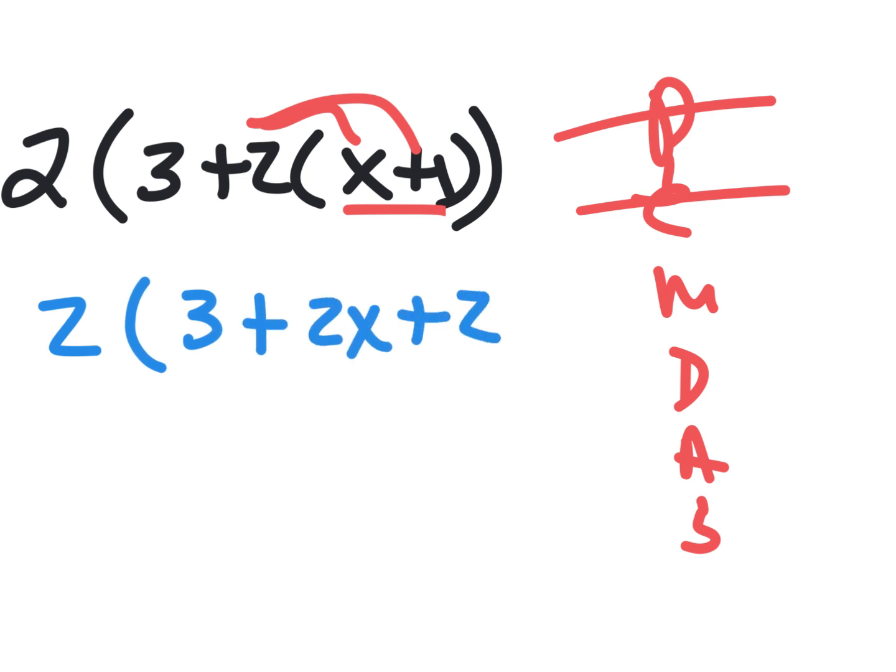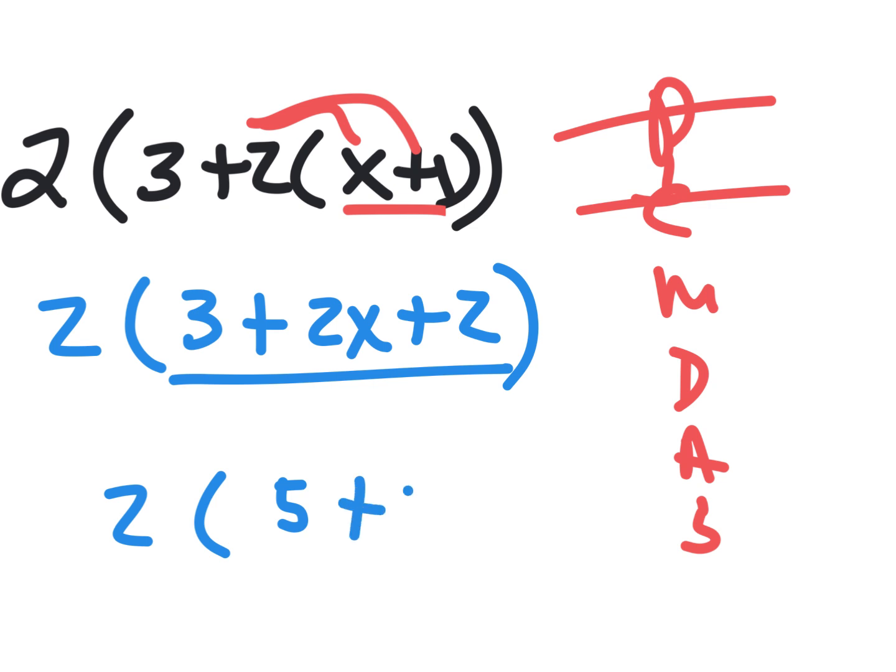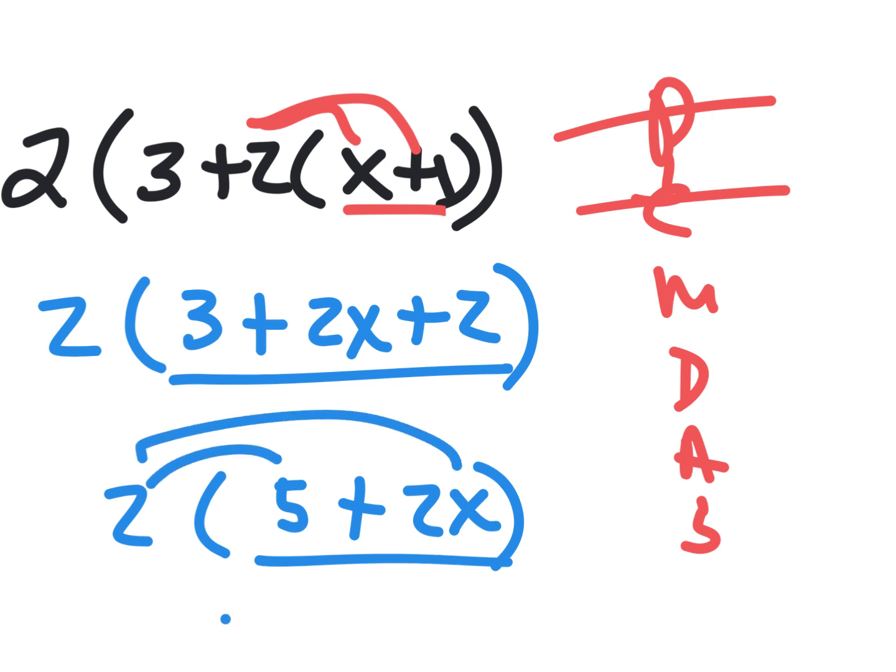But there, I just multiplied out the parentheses. Now I got some like terms that inside here I could look to add or subtract. Do you get the 3 and the 2 can go together and make 5? Now I got 5 plus 2x. Now there's nothing left in here, so you go back out of the parentheses and go back to multiply and divide. Multiply. 2 times 5 is 10 plus 4x. That's it.